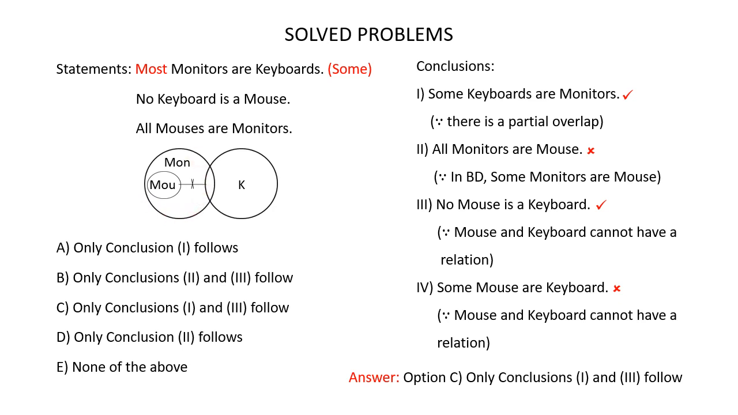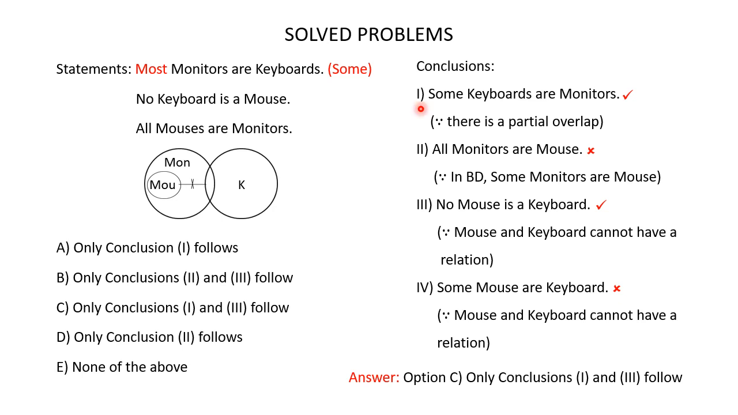Now let's look at the second statement. No keyboard is a mouse. So draw a line with a cross mark from keyboard to mouse to indicate that no keyboard is a mouse. Now this is the basic Venn diagram for the given statements. Now based on this Venn diagram, let's find out which of the given conclusions follow.